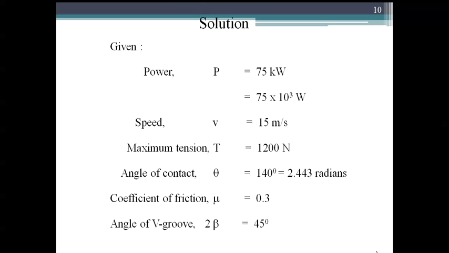Coefficient of friction is 0.3. Angle of V groove 2 beta is equal to 45 degrees. So first we'll see the ratio of belt tensions.